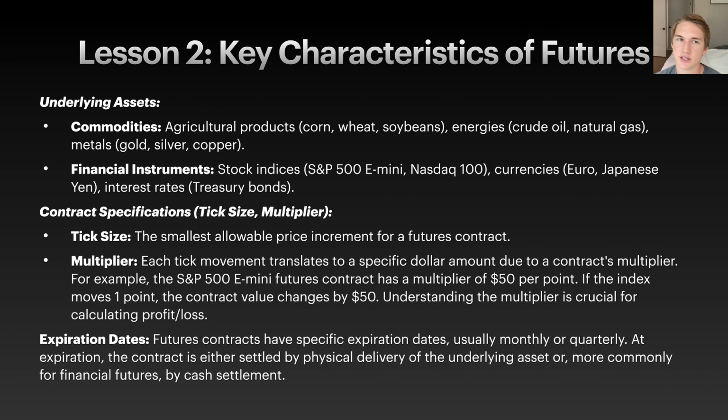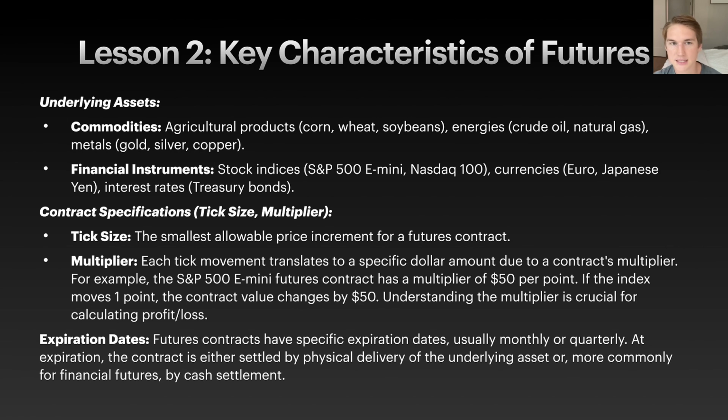Lesson 2, key characteristics of futures. Underlying assets. Underlying assets are either one, a commodity, or two, a financial instrument. Some commodities could be agricultural products like corn, wheat, or soybeans. It could be energies like crude oil or natural gas. And it could be metals: gold, silver, and copper. And there's much more that I didn't name. That's just some of the big ones, to name a few. Another one is live cattle. There's literally live cattle futures that you can go and trade, which is pretty cool, but also has no volume and you won't make any money from it, but it's cool that it's out there.